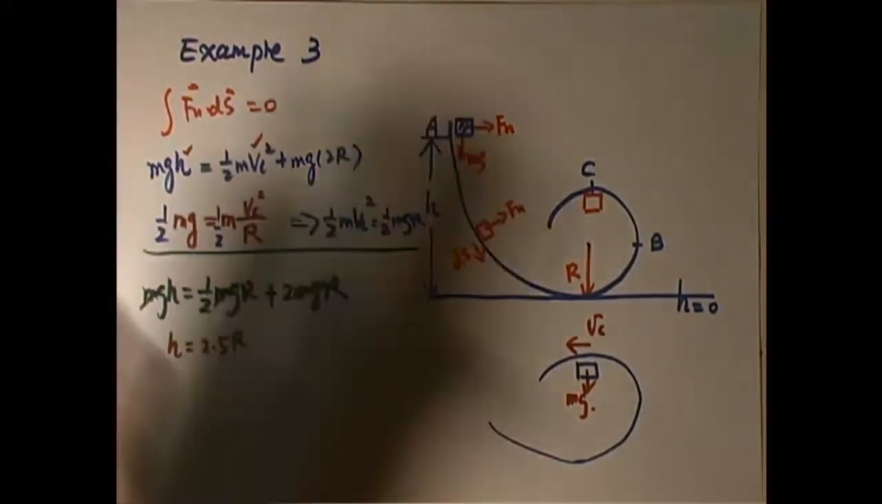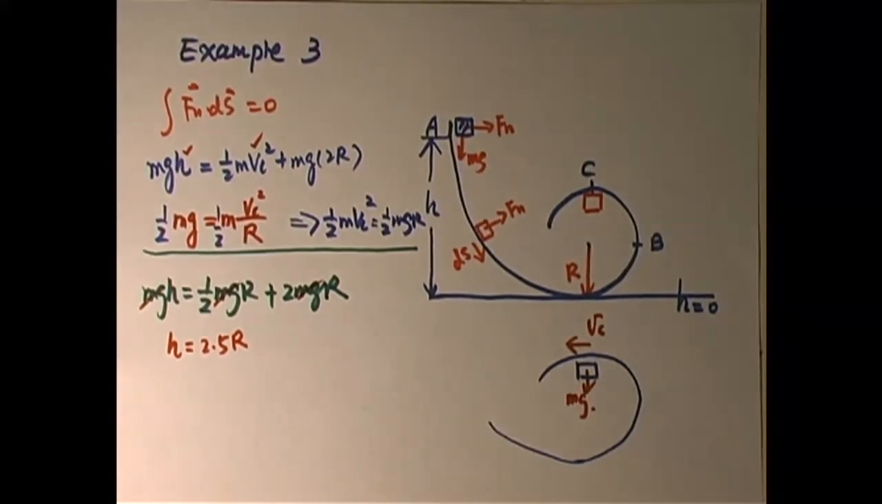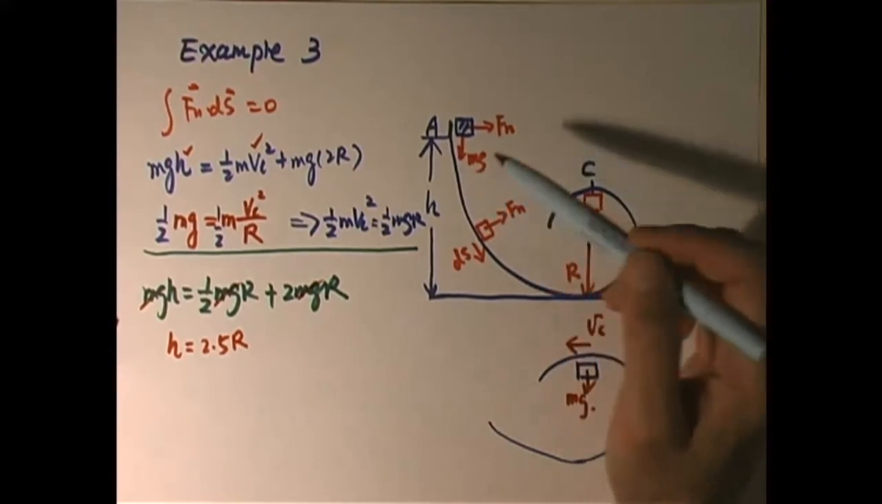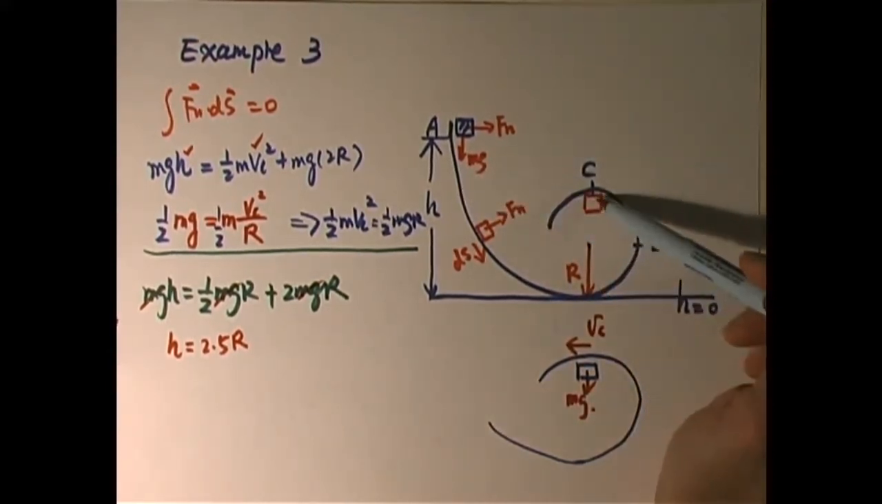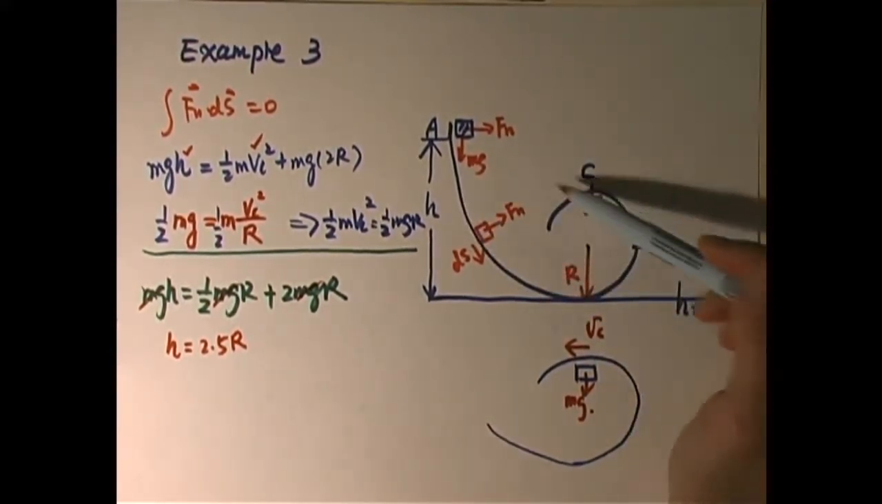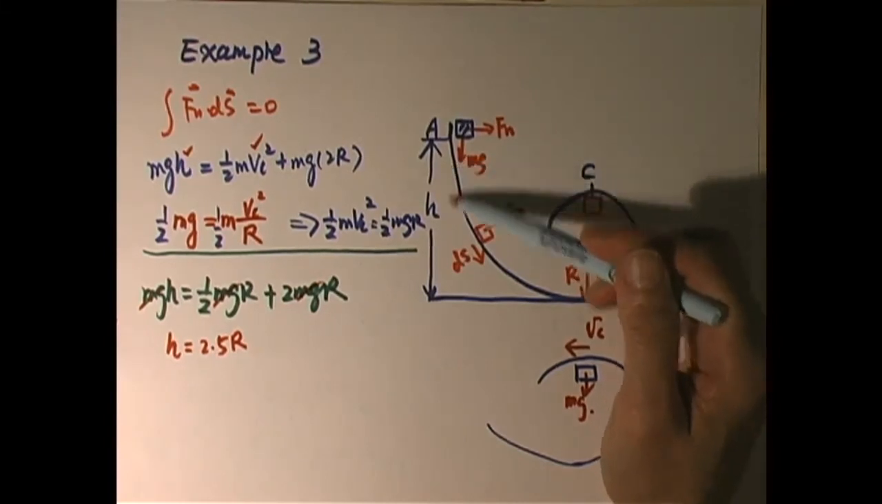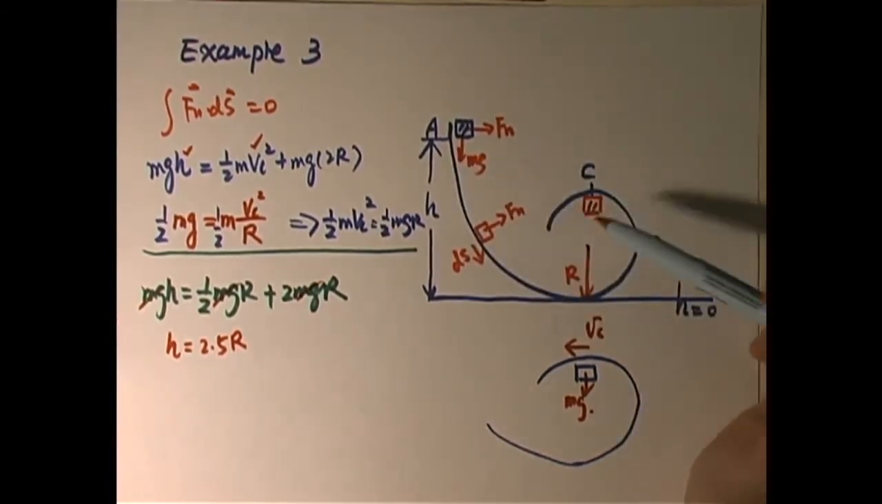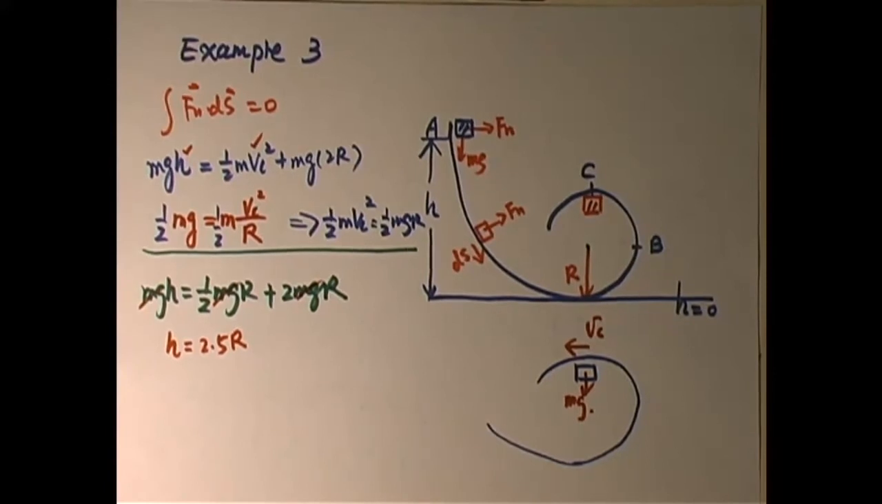2.5r. Isn't that interesting? We have to let go of the block at 2.5r, not 2r. If you let the block go at the same height as this point, it's not going to be able to make it. It has to be 2.5r somewhere here, and then the block will be able to reach the very top and lose contact. So that is question 1.